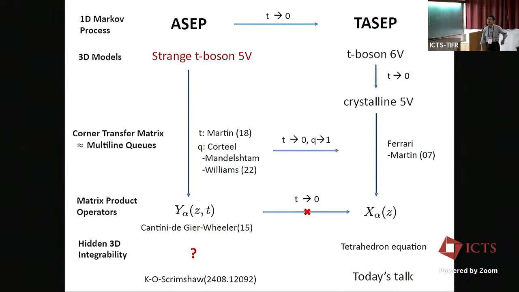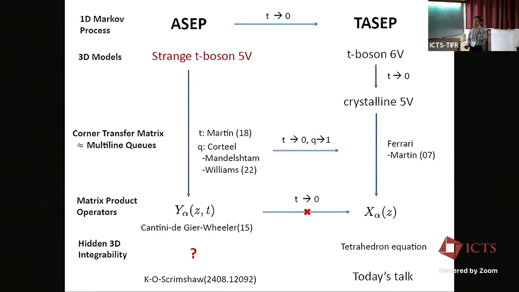Can you explain the arrow that says T goes to 0 in the bottom where it's crossed out? Okay. So we have recovered matrix product operators, which were known from Cantini, de Gier, Wheeler and the Melbourne people. So these were known matrix product operators, but there was no known graphical representation that fits a corner transfer matrix picture. So we did that. Now it can be interpreted as a corner transfer matrix of a certain strange 5-vertex model.